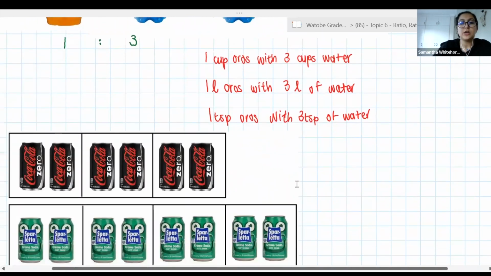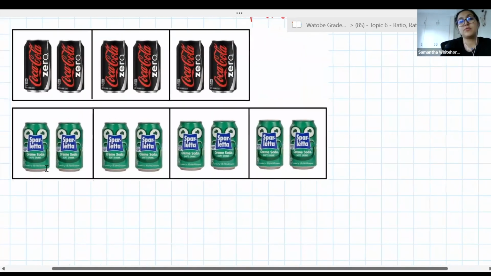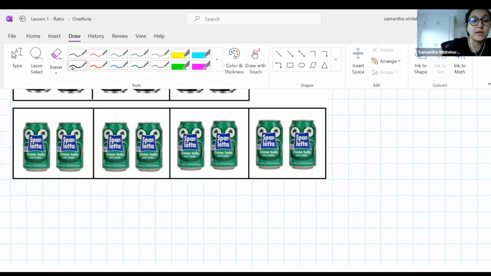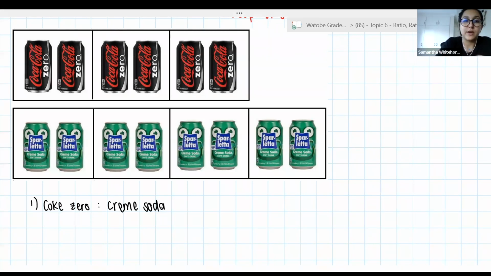Right. So like I was saying, another very important part of ratios is that our ratios are written in the correct order. Now, I could give you anything. You need to read the questions carefully. So let's say, for example, I asked you for the ratio of Coke Zero to cream soda. When you write down that ratio, the order must be exactly that. The number that you write first must represent how many Coke Zeros you have, and the number you write second must represent how many cream sodas you have.